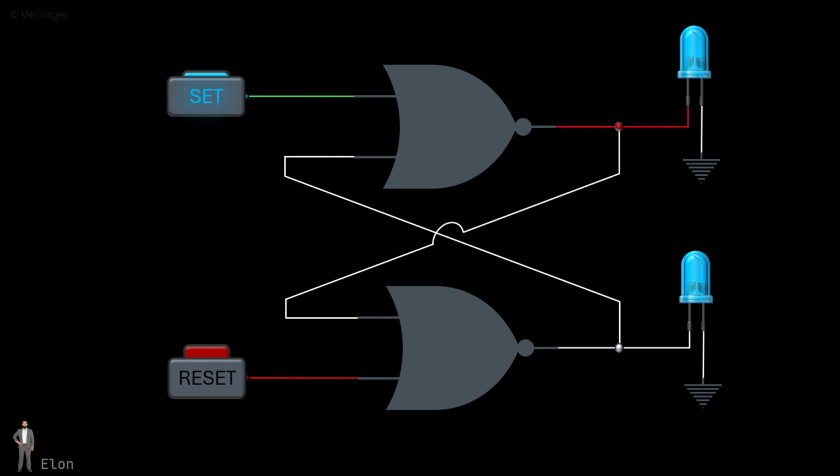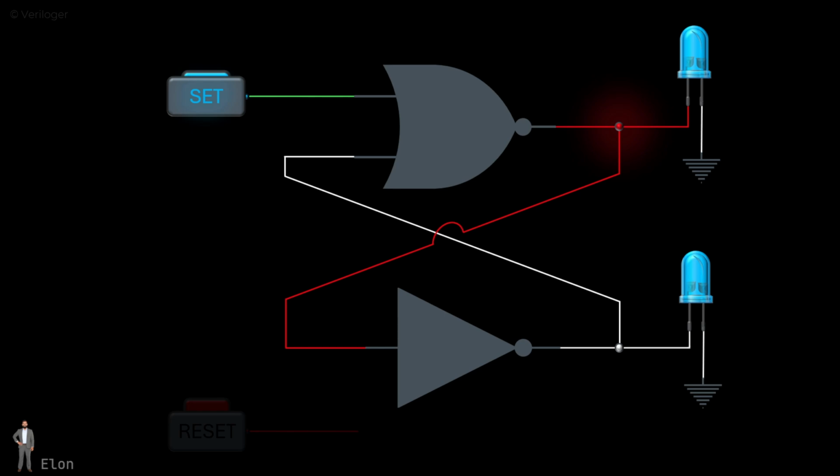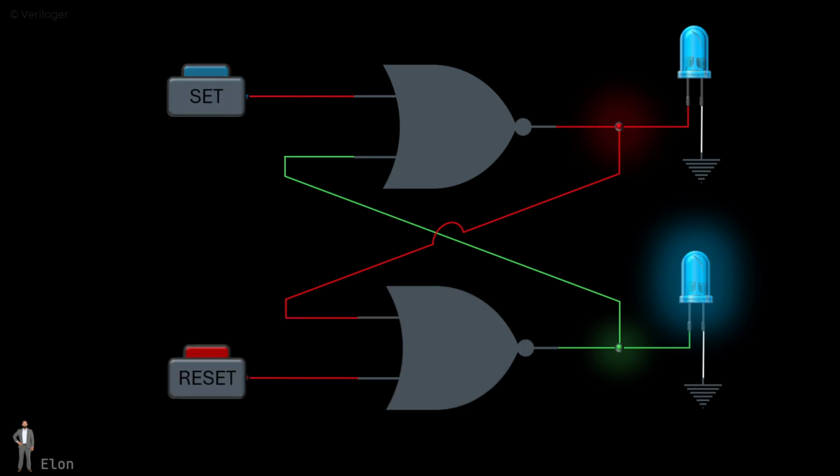Elon was sad. He thought that his circuit didn't work, but suddenly something unexpected happened. The output signal propagated to the input of the lower NOR gate, and since the reset button wasn't pressed, the lower NOR gate acted like an inverter. The magic happened due to the feedback coming from the upper NOR gate, as the output of the lower NOR gate became the inverted version of the upper gate. This caused the lower LED to turn on. When Elon released the set button, he found that the state of the LEDs didn't change.